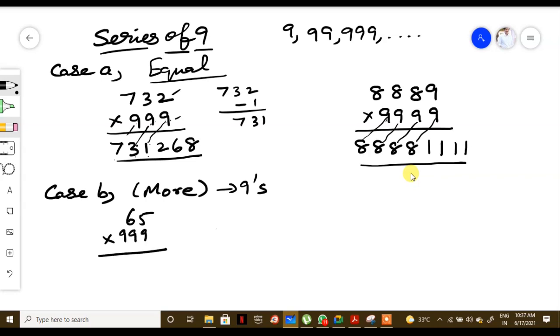Here I can't say, correct? 65 is a 2-digit number, correct? Here triple 9 is a 3-digit number, correct? We want to follow the same method here, but we have to make this 65 a 3-digit number.